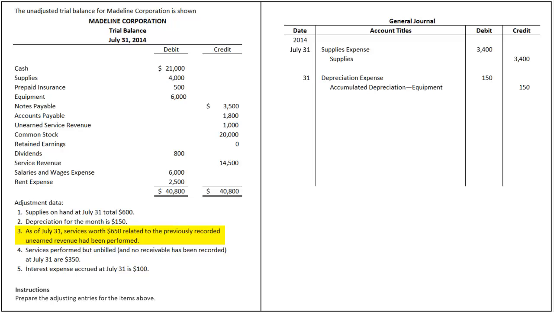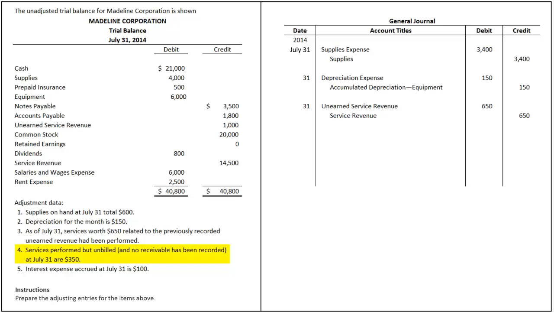This requires an adjusting entry for unearned revenues. An adjusting entry for unearned revenues is made to record the revenue for services performed during the period and to show the liability that remains at the end of the accounting period. Since services worth $650 have been provided, $650 must be transferred from unearned service revenue. To record this, unearned service revenue will be decreased by debiting it for $650, and service revenue will be increased by crediting it for the same amount.